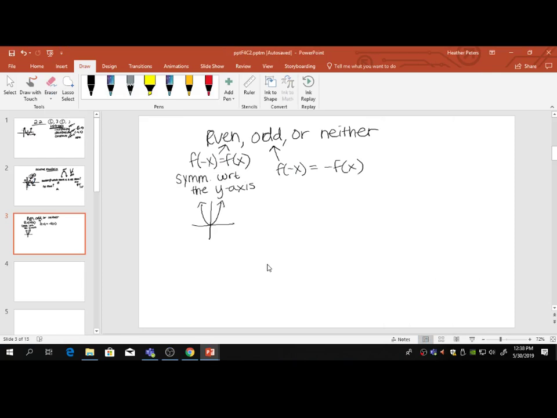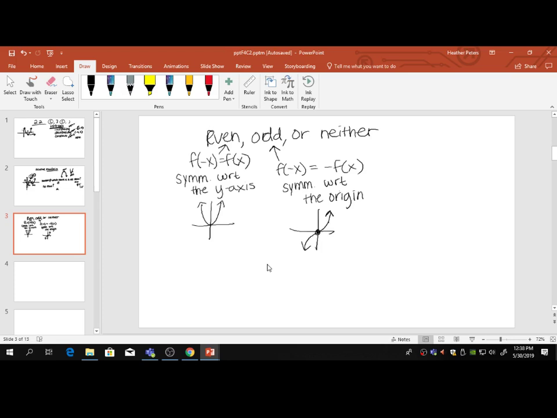So even is symmetric with respect to the y-axis, so it reflects across the y-axis, whereas odd is symmetric with respect to the origin. So that would be more of a diagonal type symmetry. So something like this, where it reflects across here.